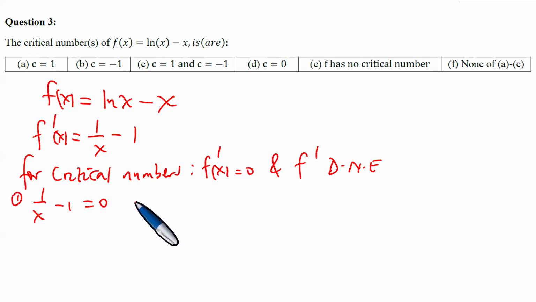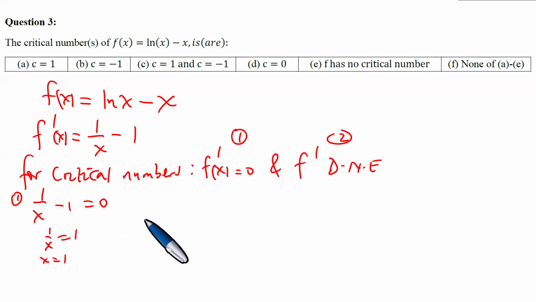We're going to call this one part 1, part 2. Part 1 is where we have this one. Here, this one is 1 over x equals 1. And this means x is 1.